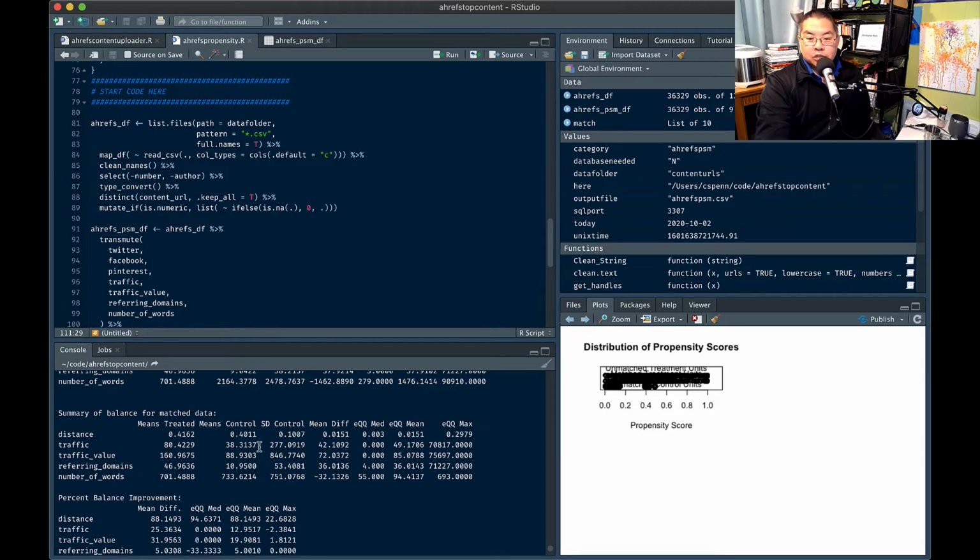When we look at the traffic, what are the traffic differences? For stuff that has not been shared, on average, 38 visits from organic search. On stuff that has been shared, 80 visits from organic search. On the number of referring domains, 10 referring domains on average, the mean, for non-shared, 46 for shared. Now, what does this tell us?